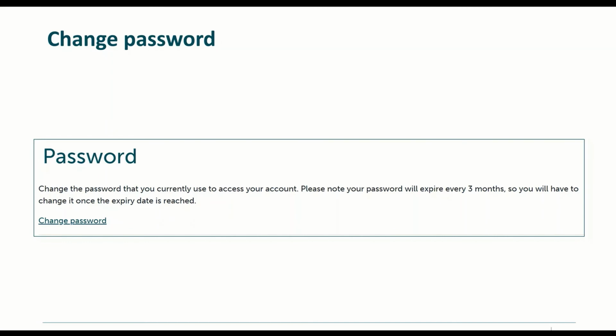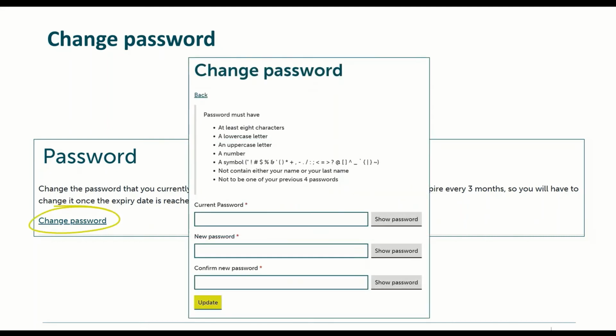A customer will have to change their password every 3 months, but they can do so at any point. They will need to select Change Password, where they will be redirected to this screen. They will need to confirm their current password and enter their new password twice. They then need to select Update for these changes to take place.